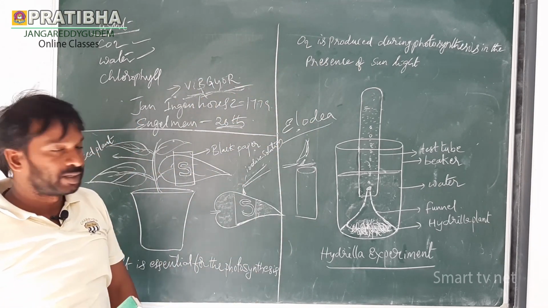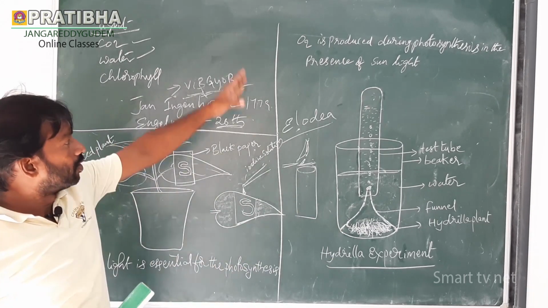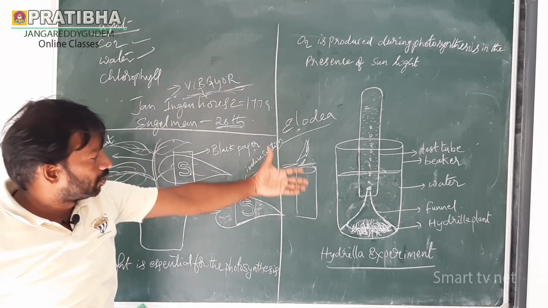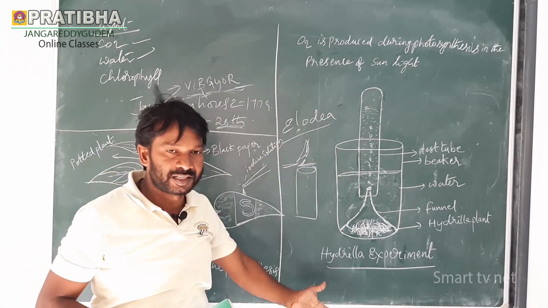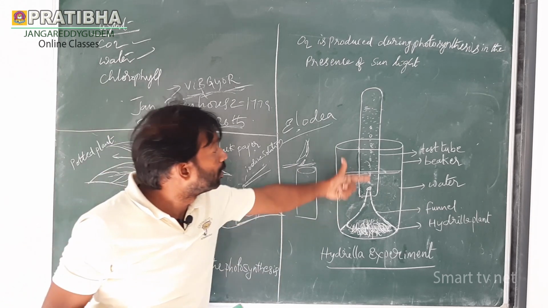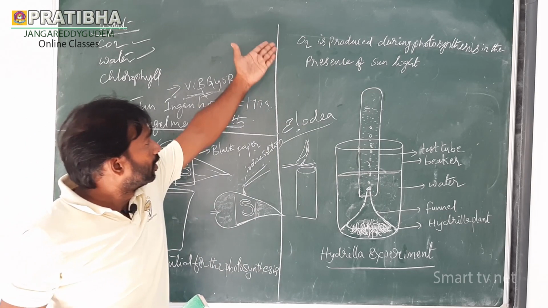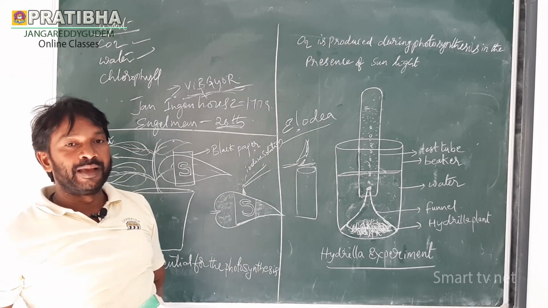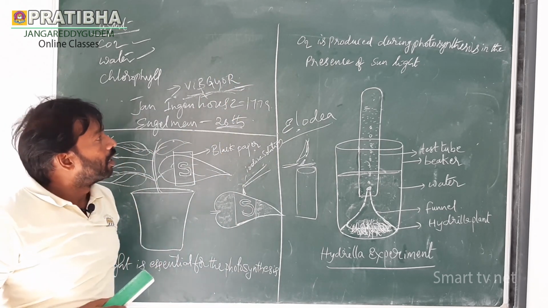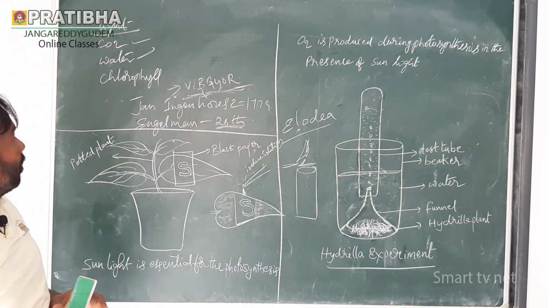This is a very important activity in the first lesson in 10th class. So we have to remember the aim, the materials required, and the procedure we followed. Next, also the observation: bubbles are coming. Next, the inference or result, which is the same as the aim: oxygen is produced during photosynthesis. This is one of the experiments.